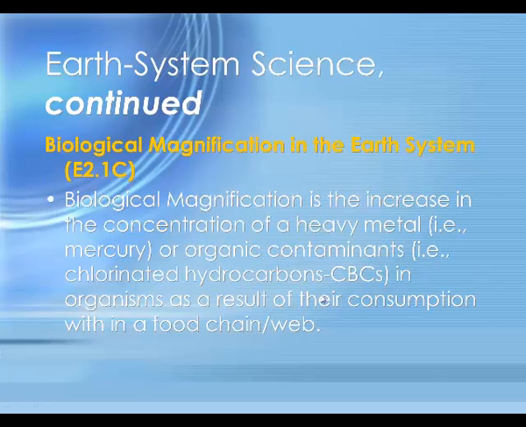This process of biological magnification. Biological magnification is the increase in the concentration of a heavy metal, so for example mercury, or organic contaminants, so chlorinated hydrocarbons, CBCs is an example of that, in organisms as a result of their consumption within the food chain or web.